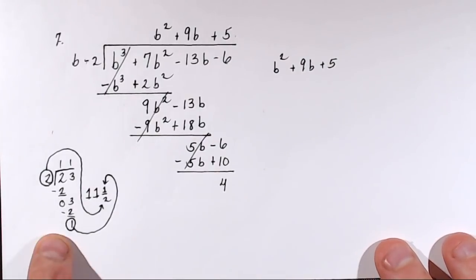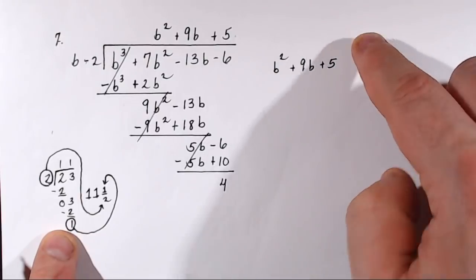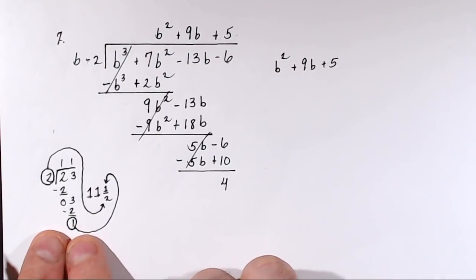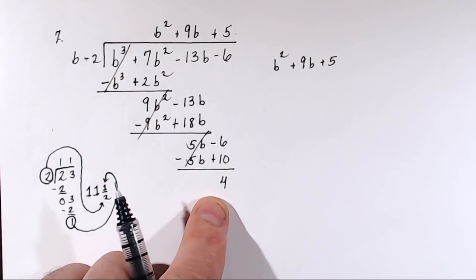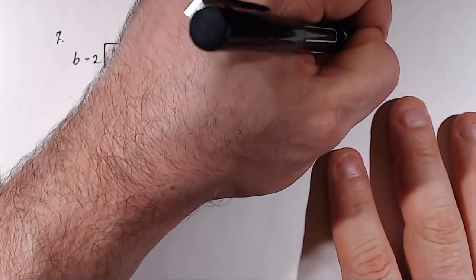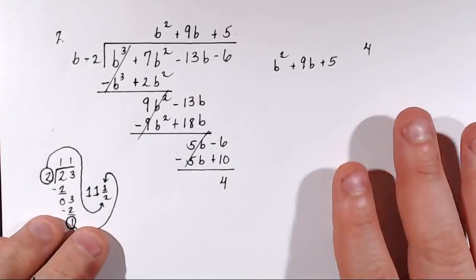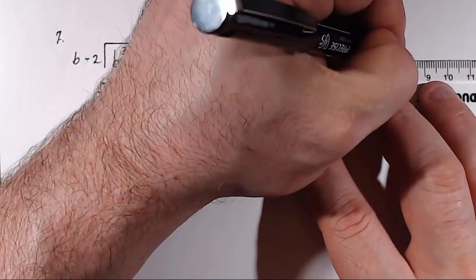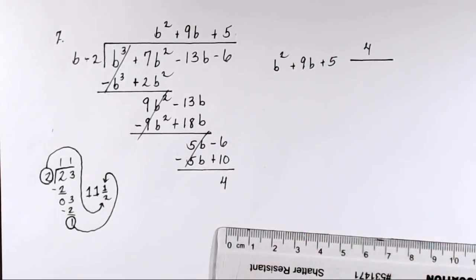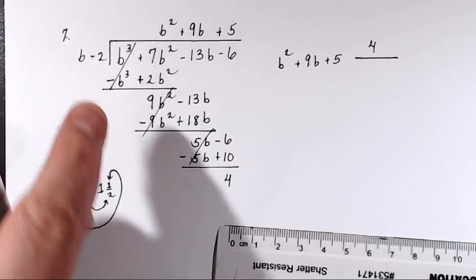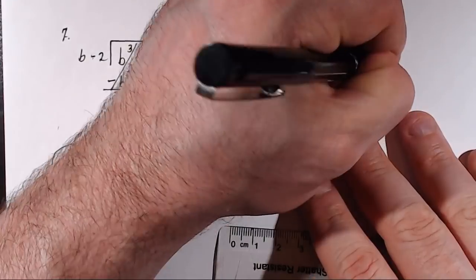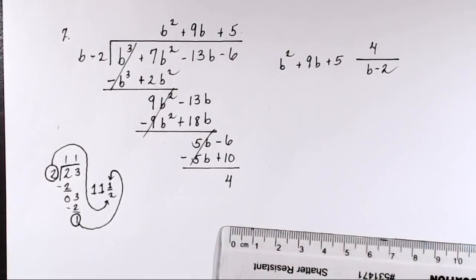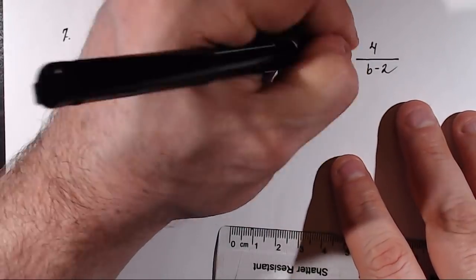And now this 1 is going to come around, and whatever is in the 1 position down here, this 4, is going to hook around and become the numerator of a fractional remainder. And what's going to go in the denominator is the divisor. The divisor is b minus 2. Now, since 4 is a positive number, we put plus right here.